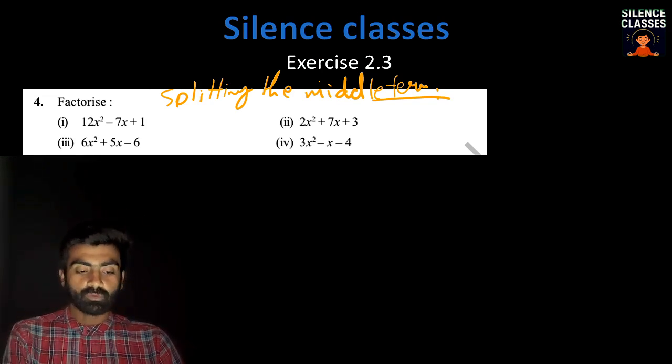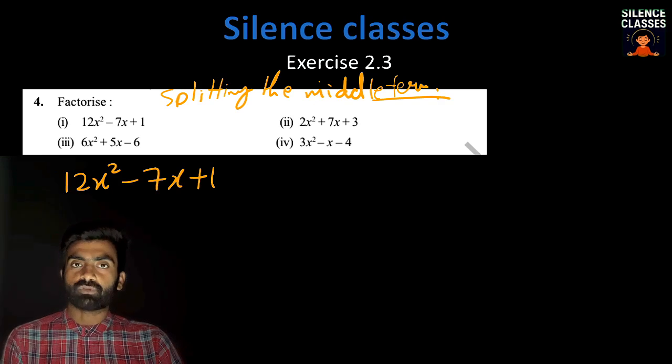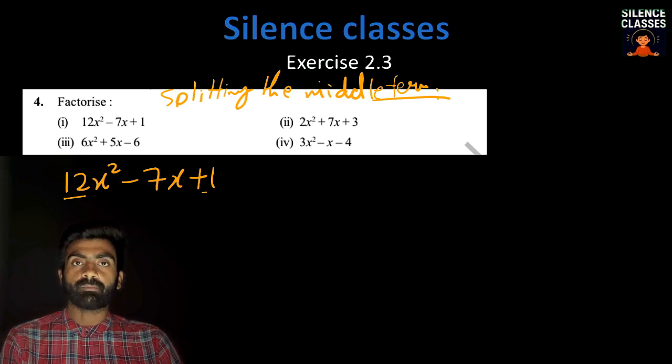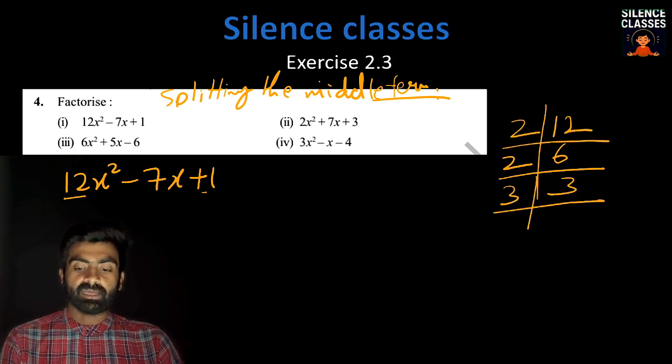Okay, so the question is: given 12x square minus 7x plus 1. First of all, we have to multiply the first term and the last term, means this one and this one. So 12 ones are 12. Then we have to take the LCM, or we can say prime factorization of 12. So 2 6s are 12, 2 3s are 6, and 3 1s are 3. Now if we multiply these terms, we will get 12.